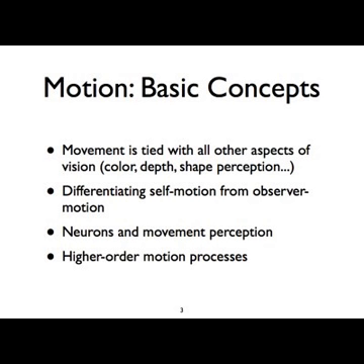So this is the outline for today. We're going to talk about these other aspects of perception that motion is tied to. Then we're going to talk about differentiating between self-motion and observer motion. So seeing things moving in the environment versus you moving in the environment. The image on your retina is the same. How do you know that you're moving and the environment isn't, or that the environment is moving and you're not, or that you're both moving, for example? We'll talk a little bit about some of the neuronal representation of motion perception, which feeds into that previous point, and then we'll talk about higher order motion processes, such as biological motion.